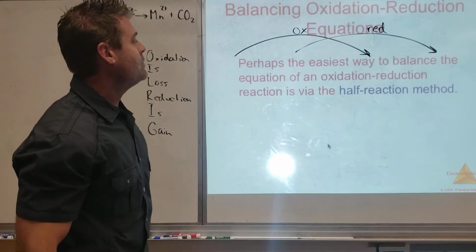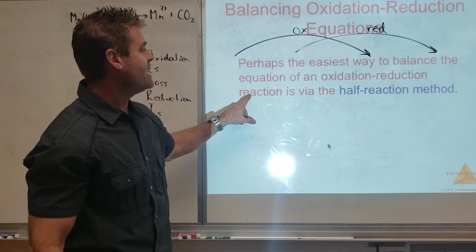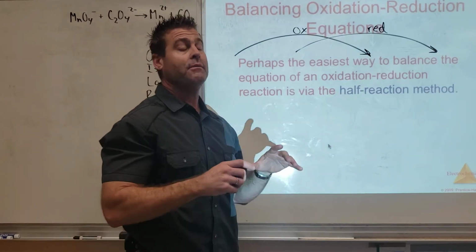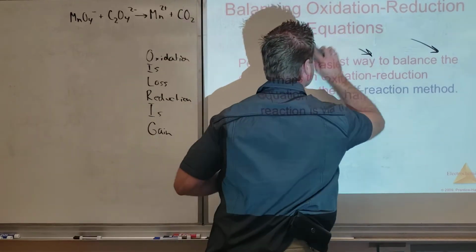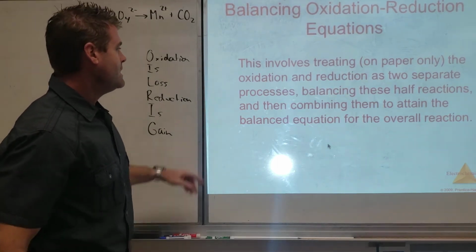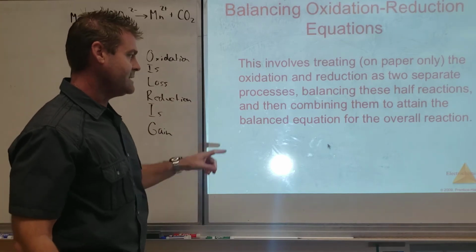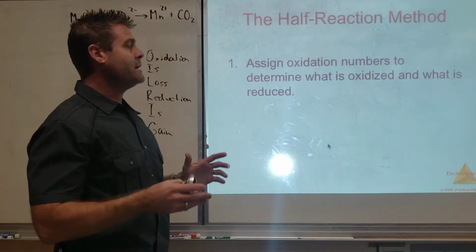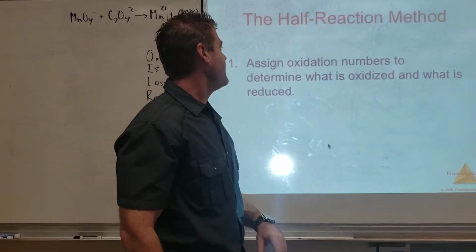And that's what we call the half reaction method. We balance the equation of an oxidation reduction via the half reaction method, in which we separate the oxidation component from the reduction component. Oxidation reduction is two separate processes: balancing these half reactions and combining them to attain the balanced equation. So what we're doing here is balancing equations using the half reaction method, okay?